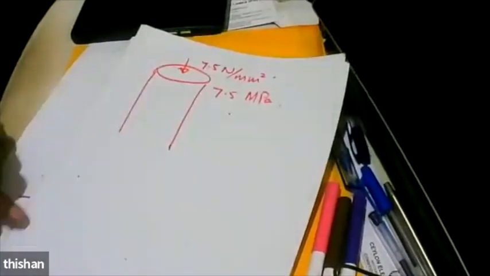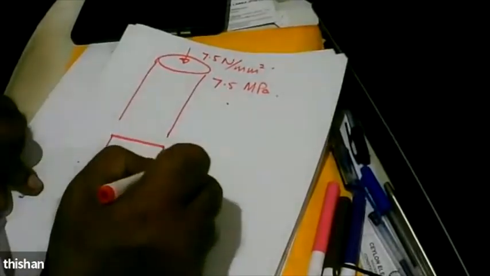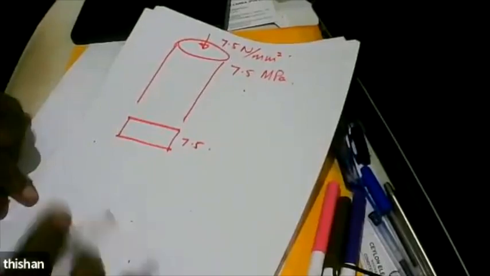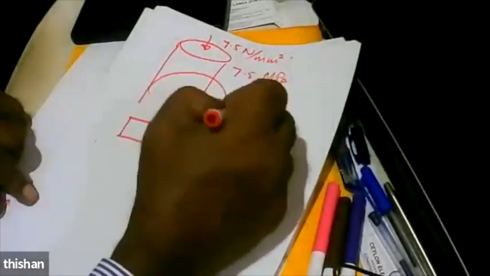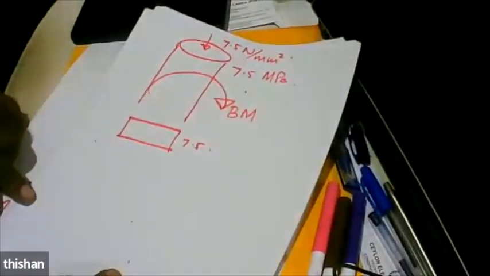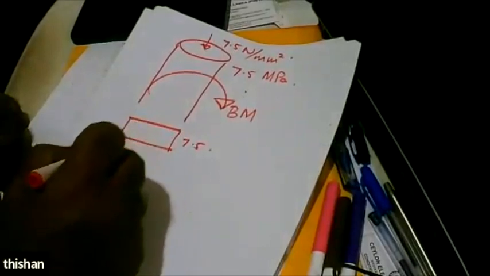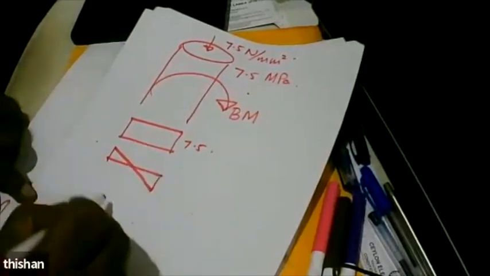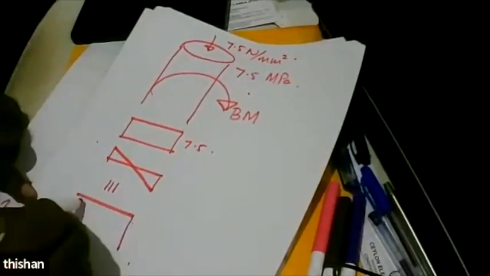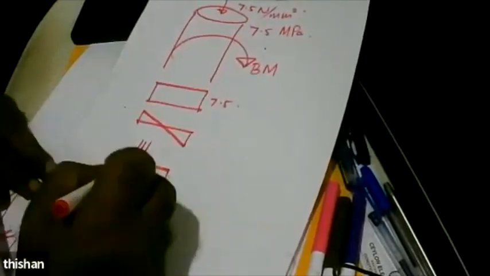So what happens is, in the case of a pile, this is the pile. And if you look, it is subjected to, say, 7.5 newtons per millimeter squared or 7.5 megapascal stress. So 1 megapascal is equal to 1 newton per millimeter squared. So what is the stress condition? So we have 7.5. And then if there is a bending moment on it, generally you don't get a big bending moment, you get a small bending moment. And then it will give a stress diagram like this. So what is the resulting stress diagram? This.